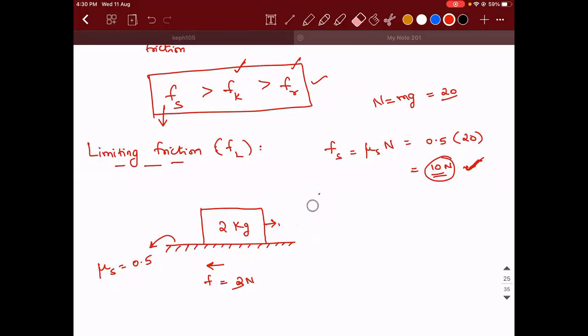So if you apply 10 Newton here, then here how much will be the force that will come? Here also it is going to be 10 Newton only. So is this object going to move in this scenario? The acceleration on this object is still 0.